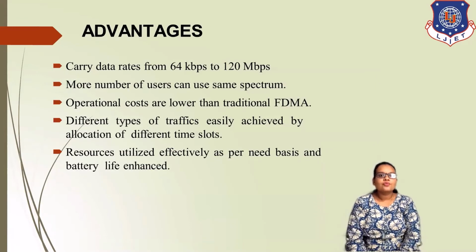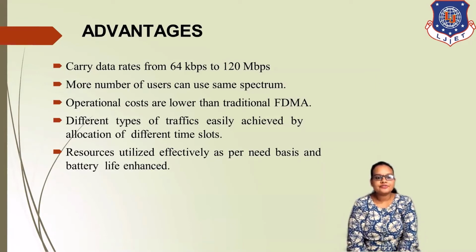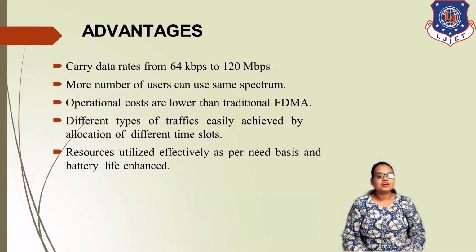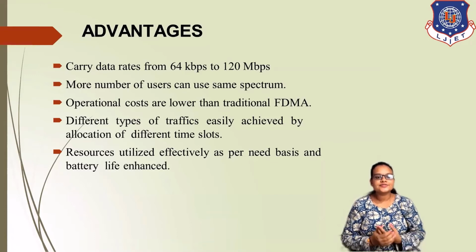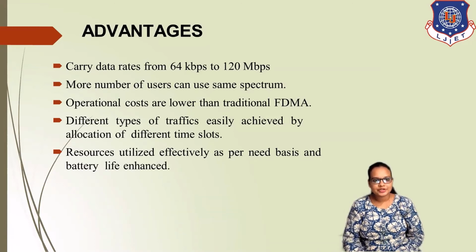Now, what are the different advantages of TDMA systems? So, first of all, it carries data rates from 64 kbps to 120 mbps. Then more users can use the same spectrum. Then operational costs are lower than traditional FDMA. Then different types of traffic are easily achieved by allocation of different time slots, resources are utilized effectively on a need basis, and battery life is enhanced.